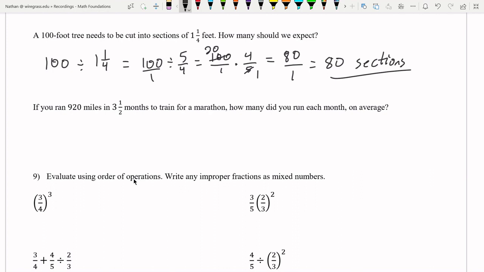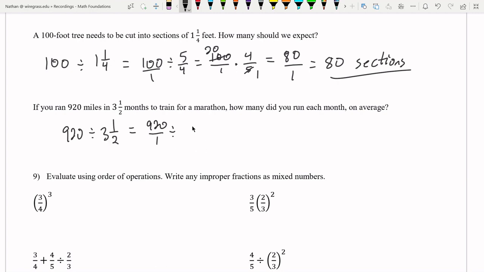Okay, if you ran 920 miles in 3.5 months to train for a marathon, then on average, you split this up over this time period for each month. So we're going to break it up evenly into the 3.5 months. That's the same thing as division. That's what division finds. 920 divided by 3.5. So 920 over 1.